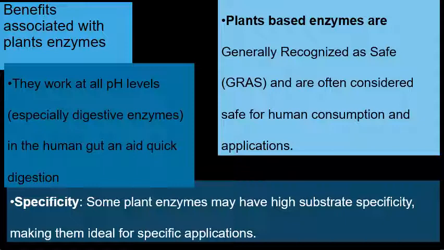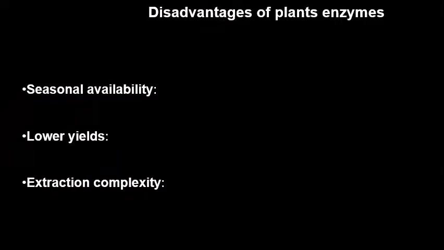However, plant enzymes also have their own drawbacks. A major drawback of plant enzymes is seasonal availability. Enzyme yield from plants can vary depending on the season and growth conditions. So when a plant is being used for a particular enzyme, the season at which the enzyme is obtained from the plant may be different from the one that will be obtained the next season.